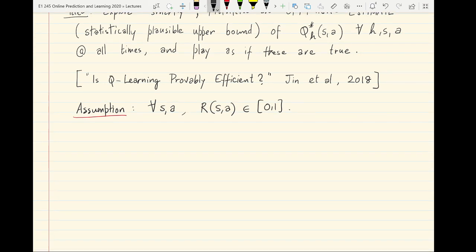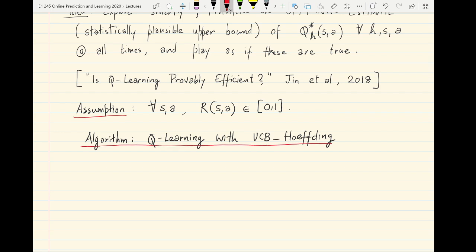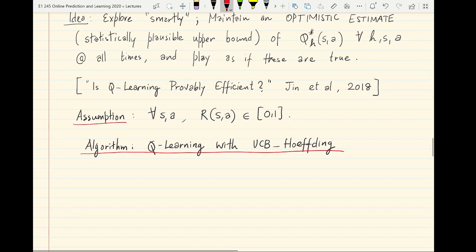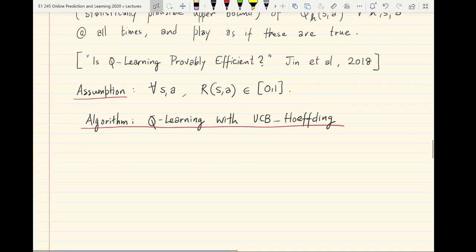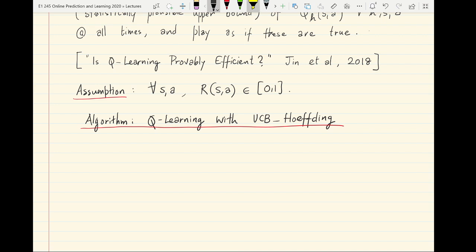And here's the algorithm, which the authors called Q learning with UCB Hoeffding. The name UCB Hoeffding is because this algorithm uses Hoeffding's inequality to get statistically plausible upper bounds for the optimal Q value functions. There are more sophisticated concentration inequalities like Bernstein that one could use, which are also presented in the same paper. So this is the Q learning with UCB algorithm.